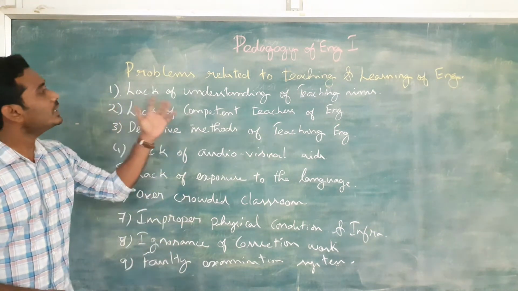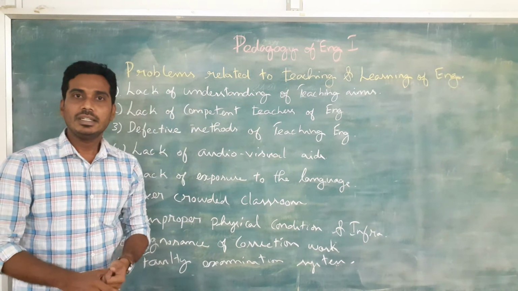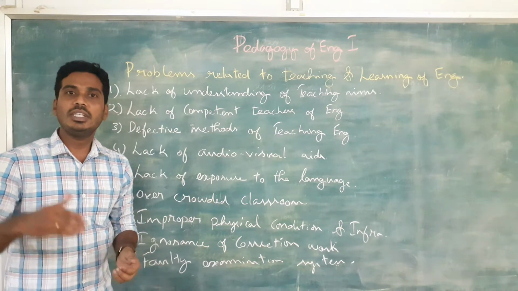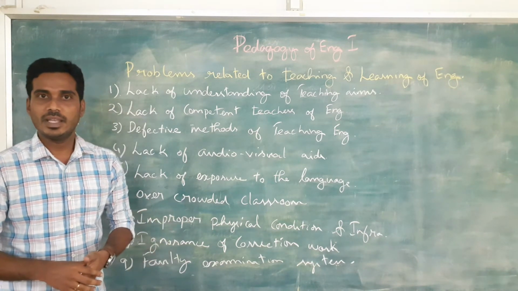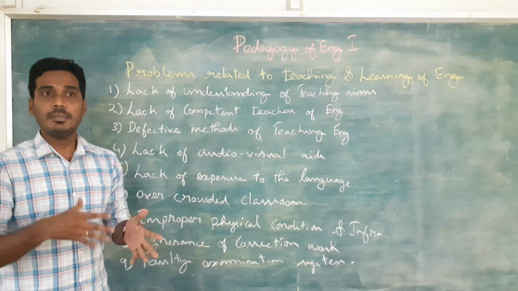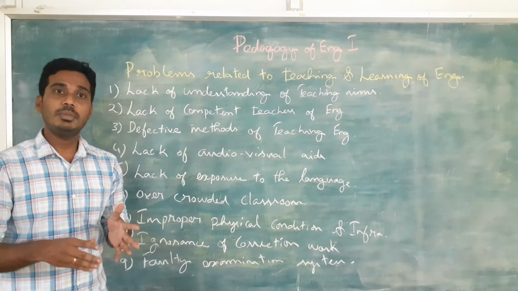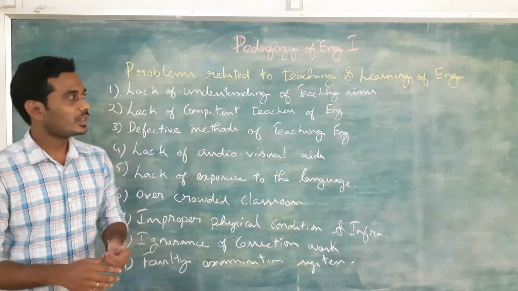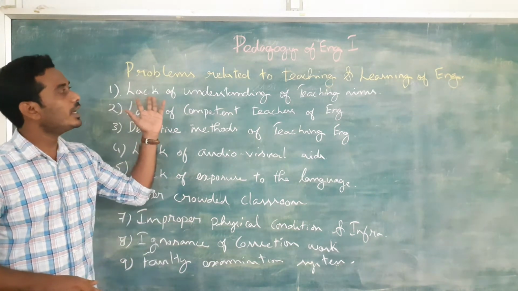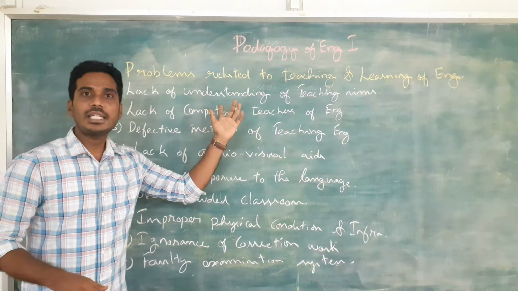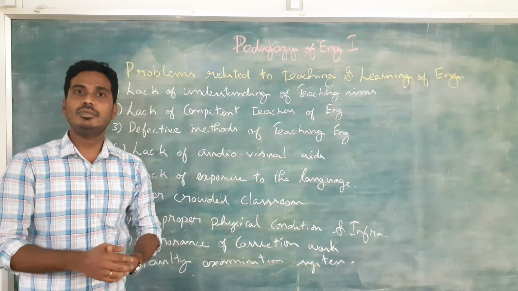Lack of understanding of the teaching aim means the teacher should understand why I am teaching English and the student should understand why we are learning English. What is the purpose of learning this language? What is the purpose of teaching this language to the students? There are so many aims of teaching the English language, and such aims should be understood by the teacher as well as the learners. That is the first and foremost problem.